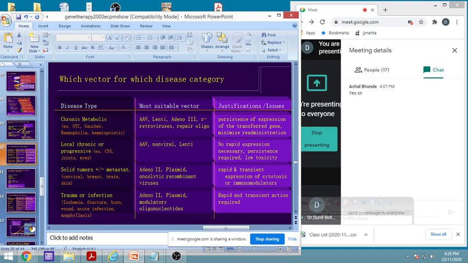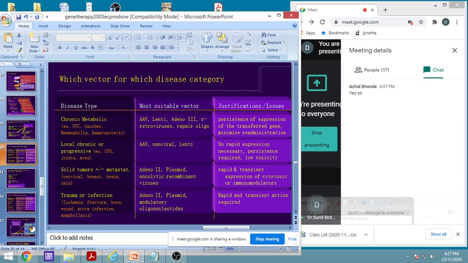Then local chronic or progressive conditions, for example in the CNS, joints, etc., where the problems are there. Here again adeno-associated virus, non-viral like plasmid or naked DNA, and lentiviruses. Here no rapid expression is necessary, persistence is required, and low toxicity is required. So these are helpful. Then solid tumors and metastasis, for example cervical, breast, brain cancers. So adeno, plasmids, and oncolytic recombinant viruses can be used.